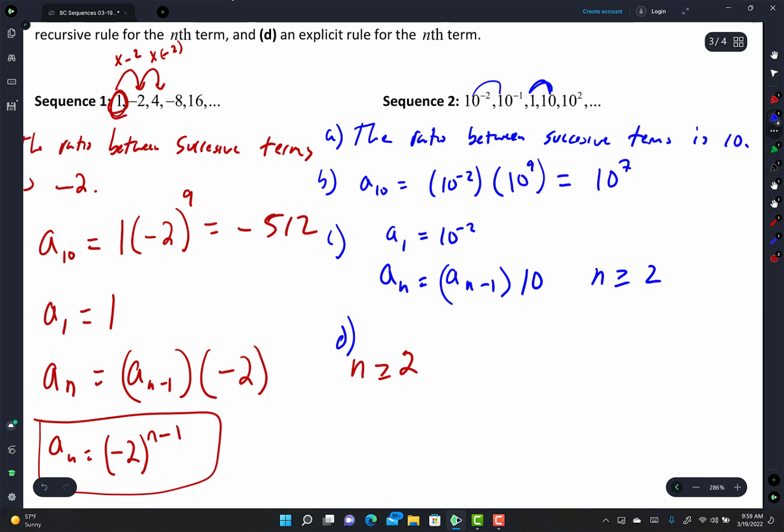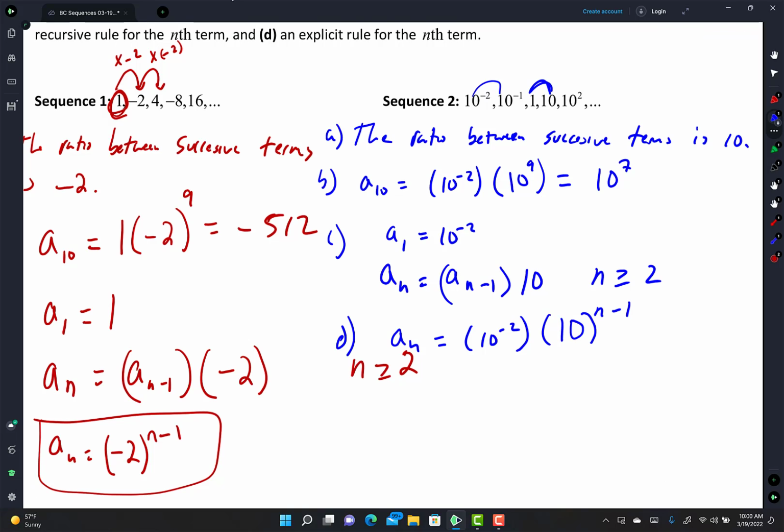All right, letter D. A sub n. So help me out. What is it going to be? We start at 10 to the power of negative 2. So let's start with 10 to the power of negative 2. And then we're going to do the 10 to the power of, is it n or is it n minus 1? N minus 1, yeah.